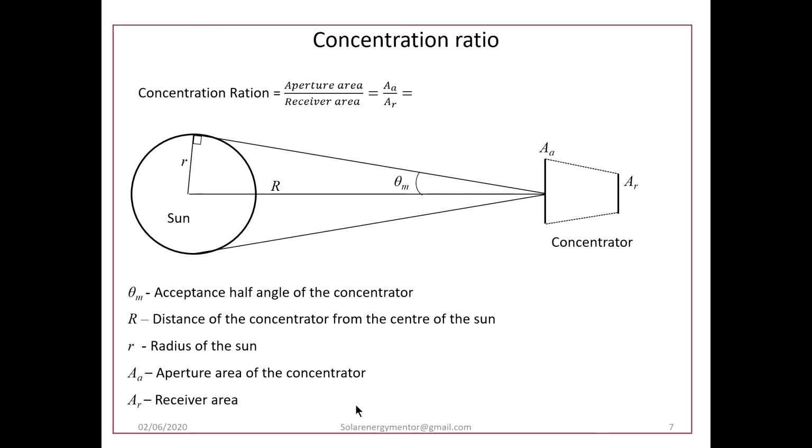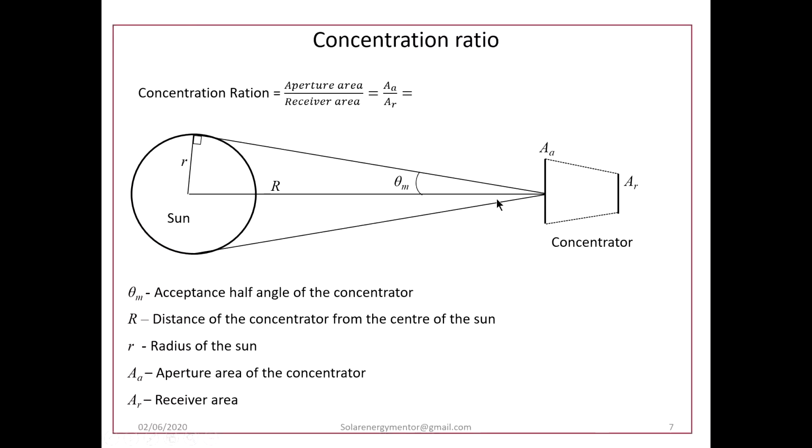Now about the concentration ratio. Concentration ratio, as we have seen previously, is the ratio of aperture area by receiver area. So AA by AR. Let us take one hypothetical concept of concentrator and receiver. Let us for example take a spherical concentrator with aperture area AA, and the receiver with receiver area AR. This does not physically represent the geometrical shape, but is just to represent it schematically.